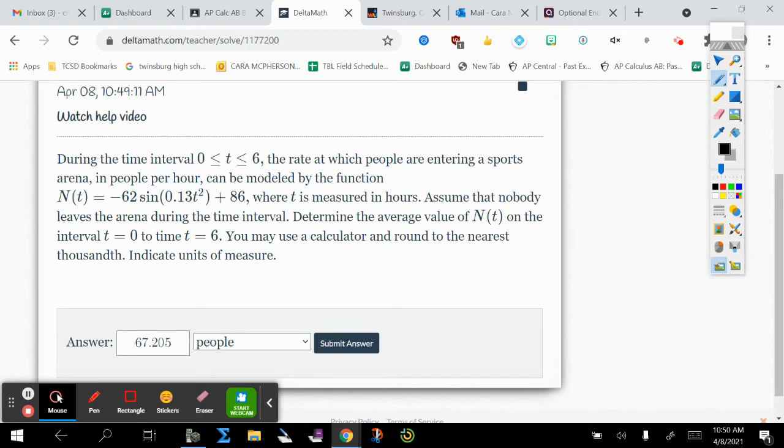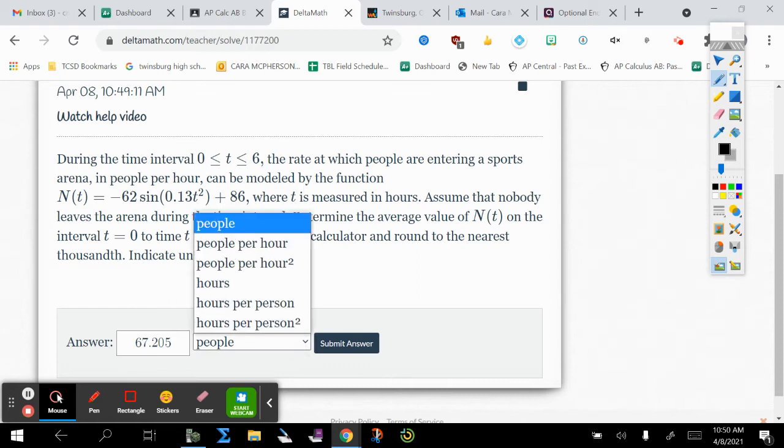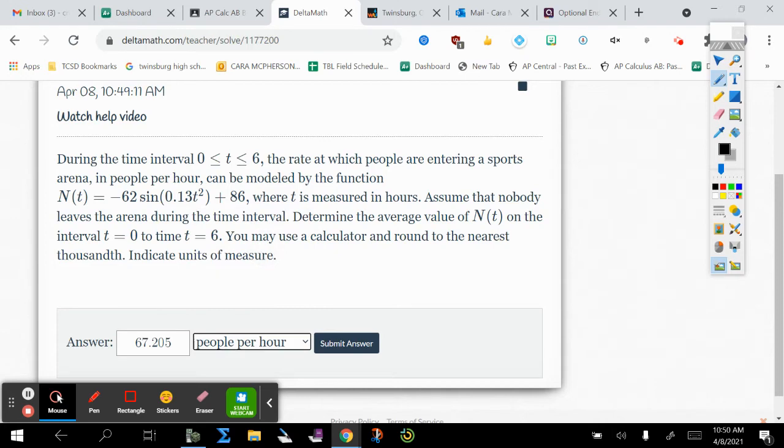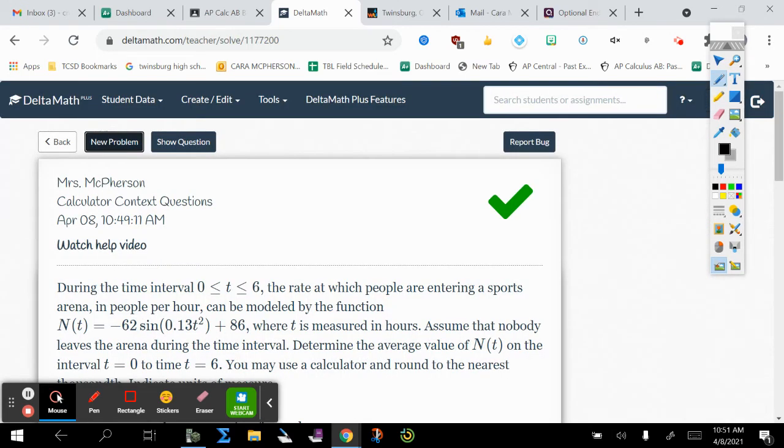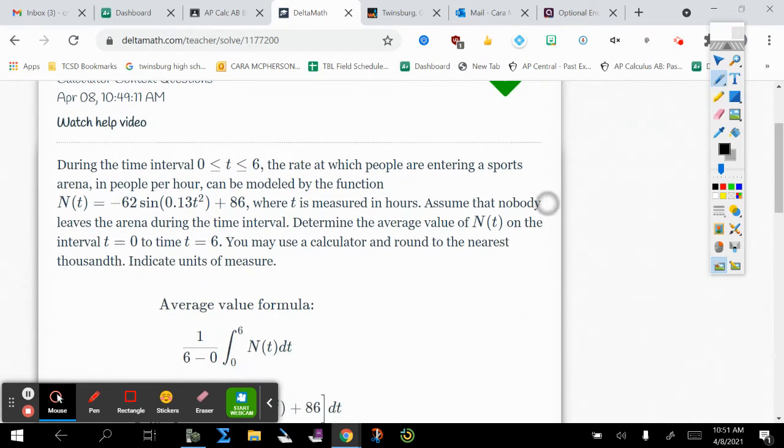So it wants the average value of n. So let's look at what n is in terms of. N is people per hour. So it wants the average people per hour in that time period. So we are just averaging that unit. So average people per hour. Submit. It's giving you the average value of that function, and that function was in terms of people per hour.